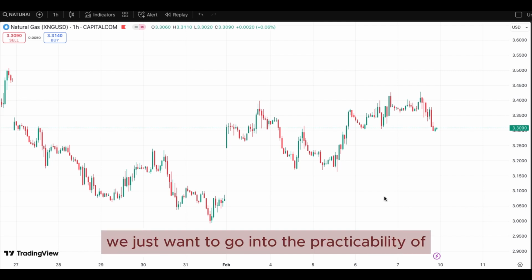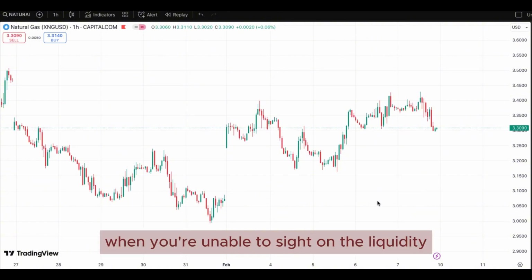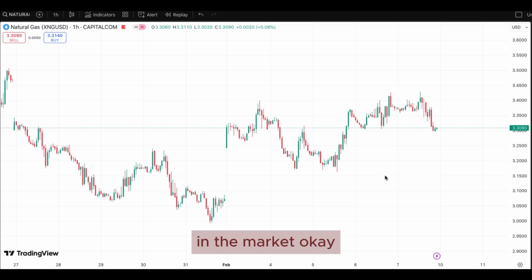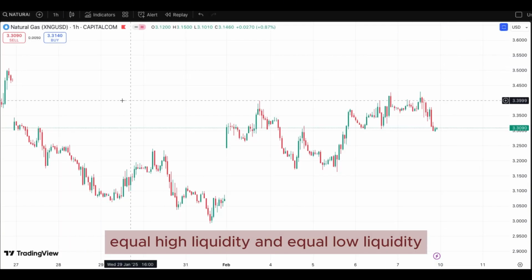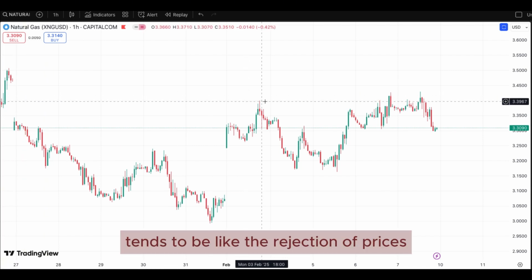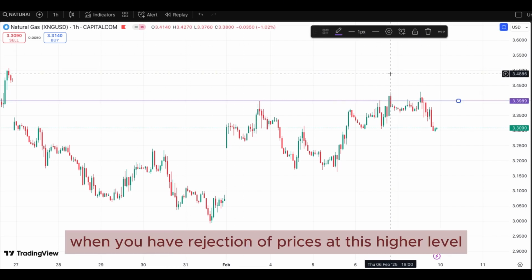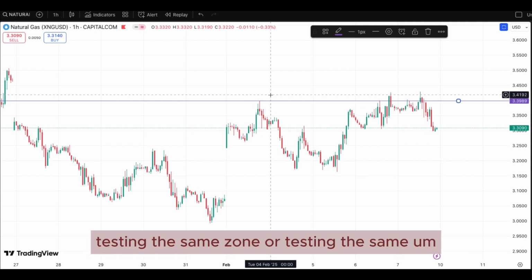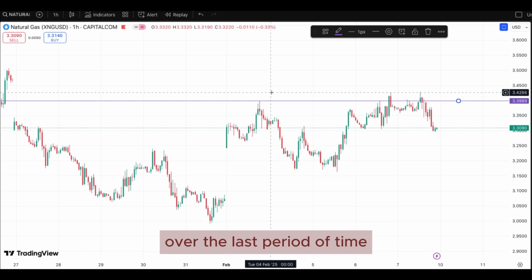So we just want to go into the practicability of how you could actually hedge when you have liquidity problems, when you're unable to sight the liquidity in the market. Now remember in trading you have the major types of liquidity, which are equal high liquidity and equal low liquidity. The equal high liquidity tends to be the rejection of prices at the highest level. When you have rejection of prices at this higher level, testing the same zone several times over the last period of time.